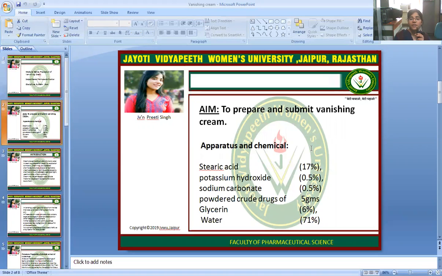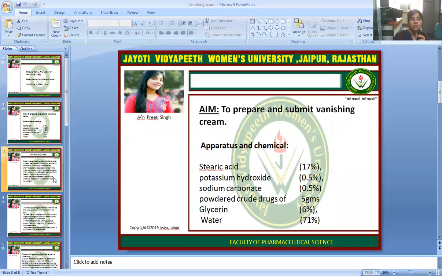So some apparatus and chemicals are used for the preparation of the vanishing cream. Stearic acid is 17%, potassium hydroxide is 0.5%, sodium carbonate is 0.5%, powdered crude drug is 5 grams, glycerine 6%, and water 71%.